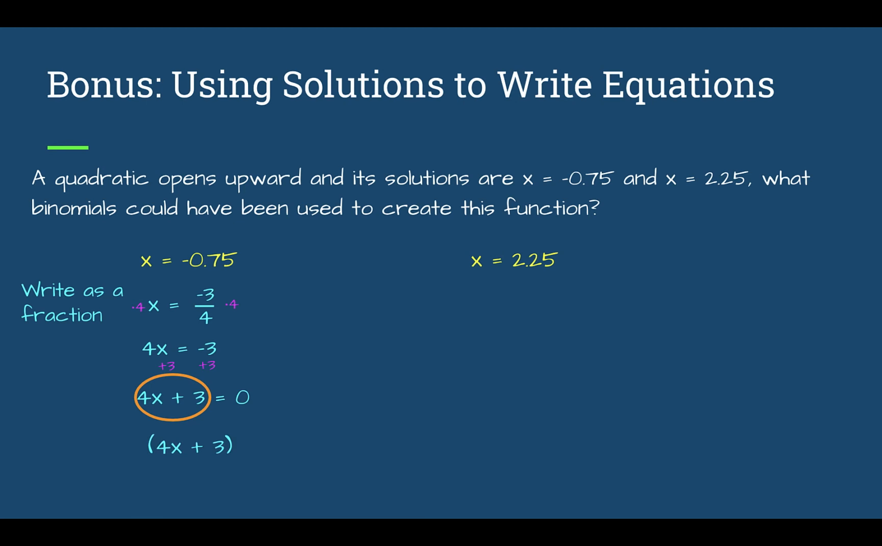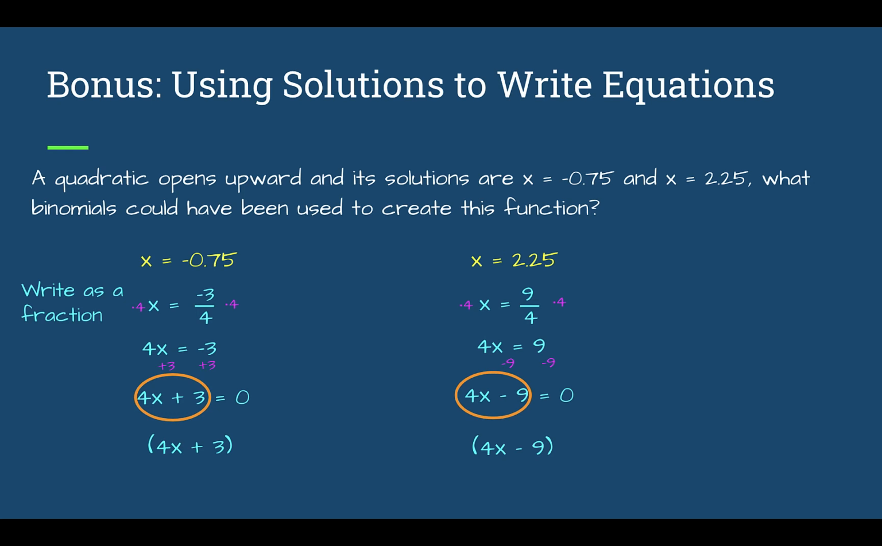For x equals 2.25, again, setting it equal to a fraction. This one's an improper fraction. That's okay. x equals 9/4. Following the same process, multiply by 4, subtract 9. Our binomial factor must have been 4x minus 9. So if we wanted to figure out the equation, we would do 4x plus 3 times 4x minus 9, multiply that out, and we'd have it pretty close.